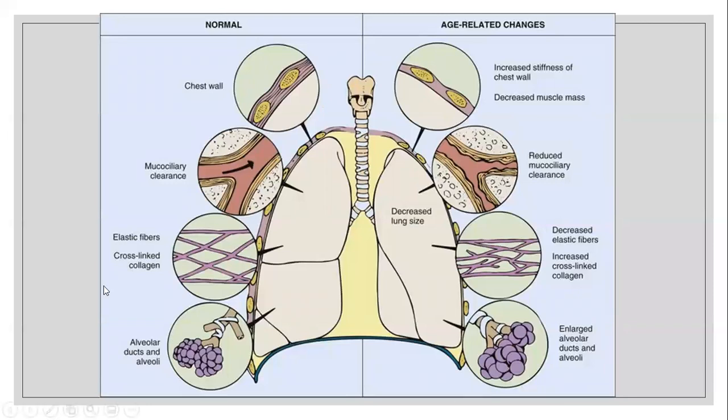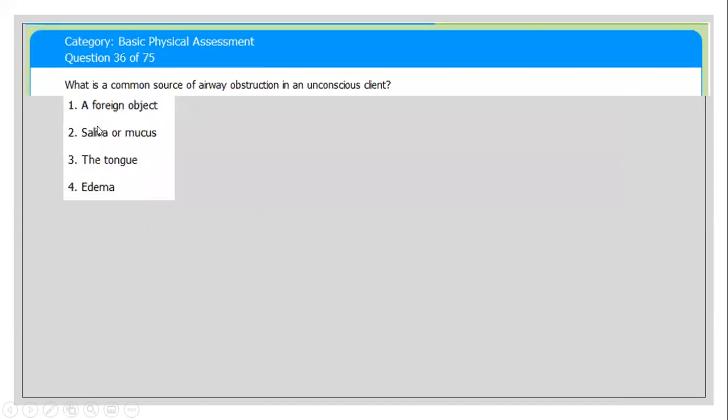Here showing the normal chest wall, but here the stiffness of the chest wall increases. Mucociliary clearance should be more clear, but here it is reduced, and the elasticity of the lungs decreases. Here the alveolar ducts and alveoli enlarge, so air retention occurs. Next question.